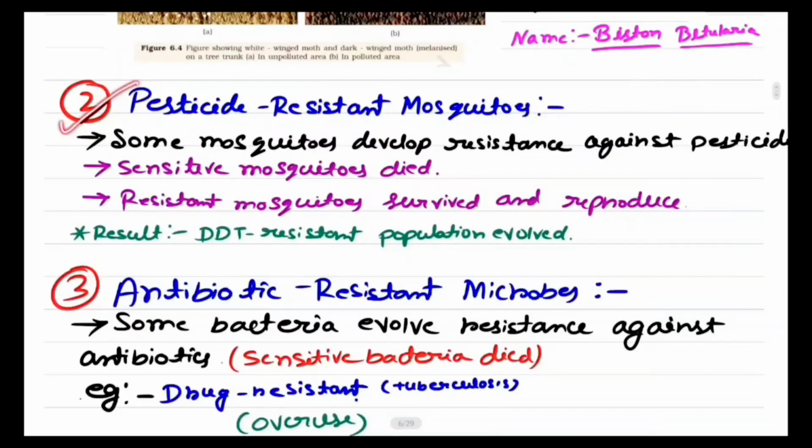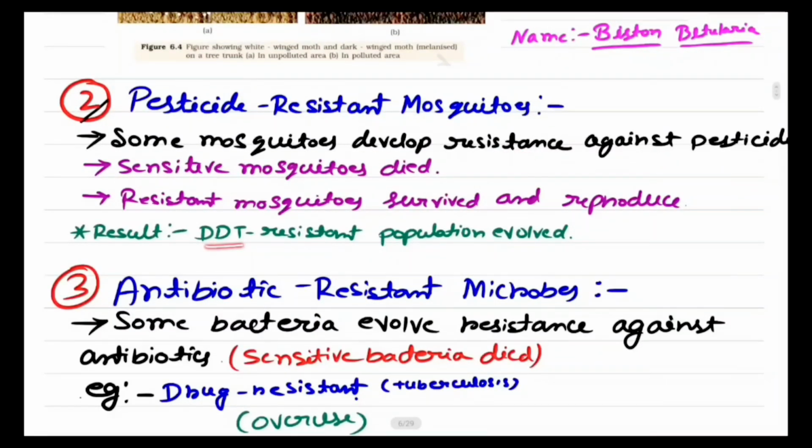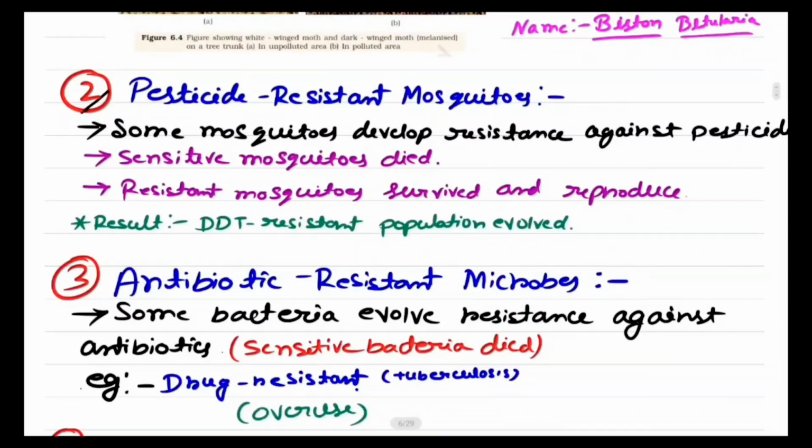Next, pesticide resistant mosquito. Some mosquitoes develop resistance against pesticides such as DDT due to natural selection. Initially, most mosquitoes are sensitive to the pesticide and a few mosquitoes naturally possess a resistance mutation. After DDT spraying, DDT kills sensitive mosquitoes. Resistant mosquitoes survive. Surviving mosquitoes reproduce and pass the resistance gene to their offspring. Over generations, most mosquitoes become resistant.